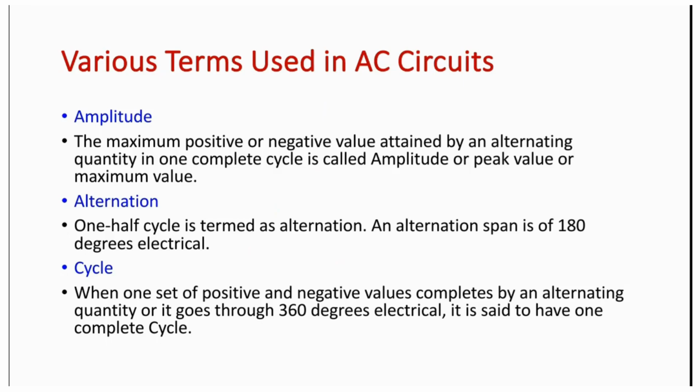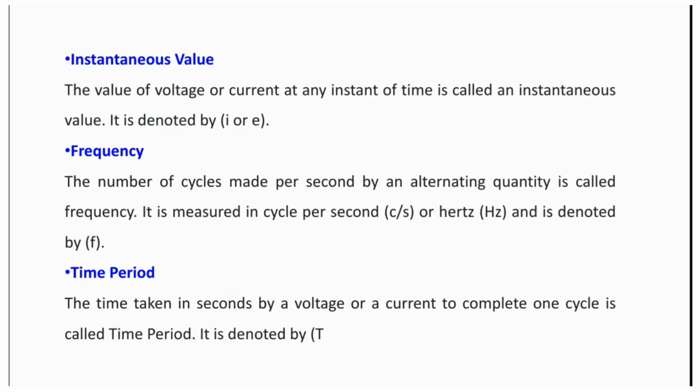Some basic parameters we identify about this sinusoidal waveform: first is amplitude. Amplitude is the maximum positive or negative value attained by an alternating quantity in one complete cycle, also called peak value or maximum value. Then alternation. One half cycle is termed an alternation, and an alternation spans about 180 electrical degrees. A cycle is when one set of positive and negative values is completed by an alternating quantity, or it goes through 360 electrical degrees, which is said to be one complete cycle.